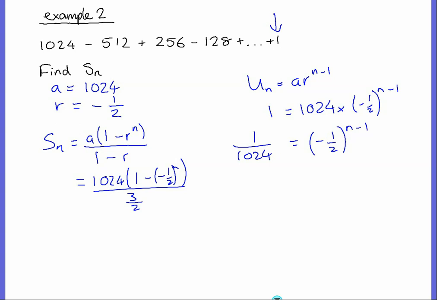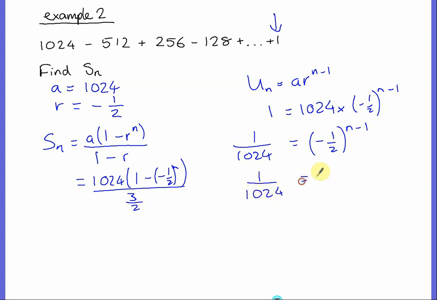But what I do know is this left-hand side is equal to this right-hand side. And anything squared, or anything to the power of 4, or anything to the power of 6, or any even power up here will always be positive. And you can see this left-hand side is positive. So what it tells me is that n minus 1 must be a positive number.